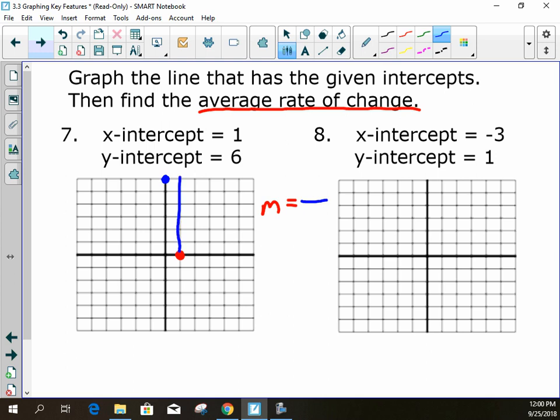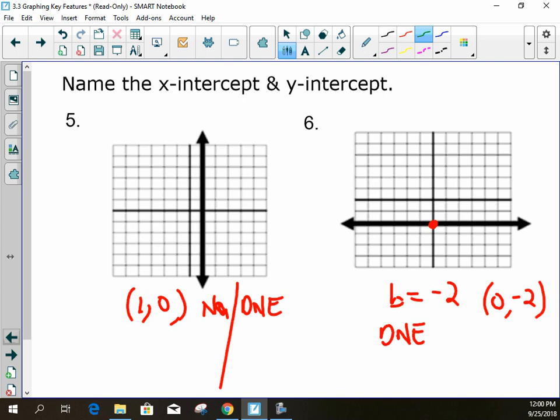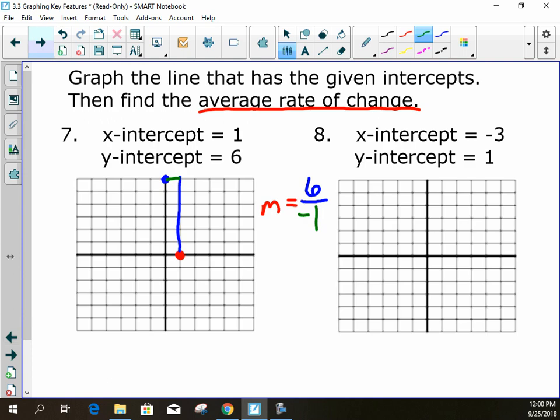3, 4, 5, 6. I went up 6, so that's a positive 6. Then I'm going to go 1 to the left. I went to the left, so that's a -1. Your rate of change of your slope is 6, -1. Now, you don't have to write 6, -1. You could just simply go m equals -6. Because I have to get from this dot to this dot.